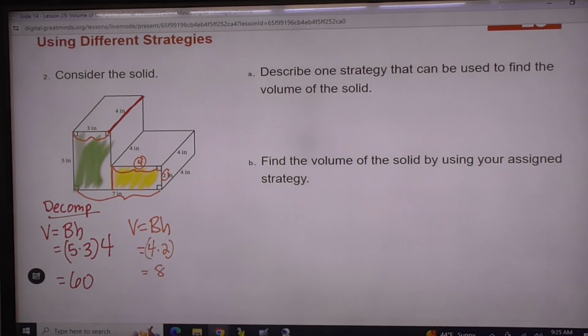And our height, if we lay that down, this would be our height again. It's going to be a height of 4. And that's going to give me 32. So then we do 60, the volume of the first prism, plus 32, the volume of the second prism. That gives me the volume of the whole thing is 92.